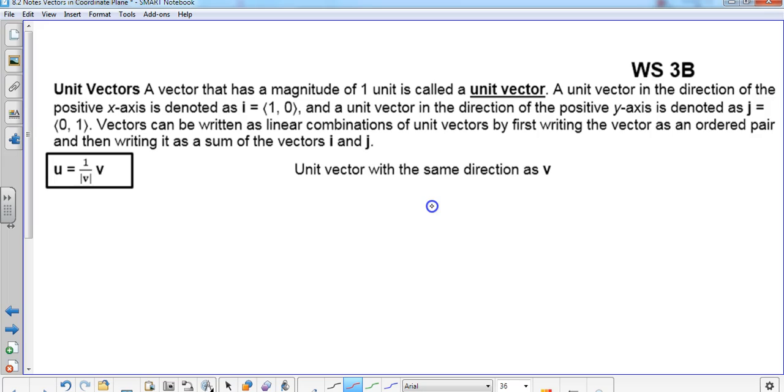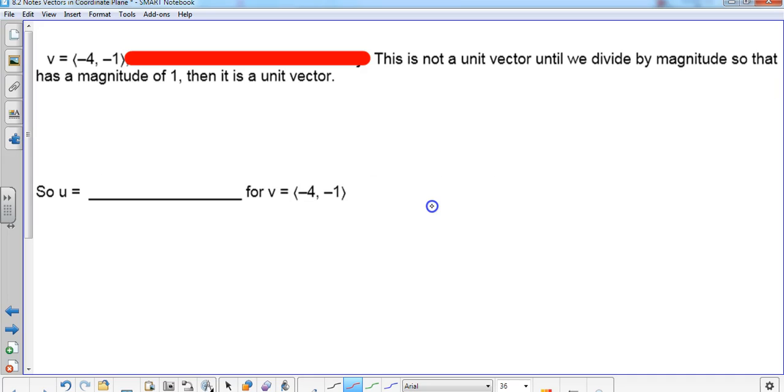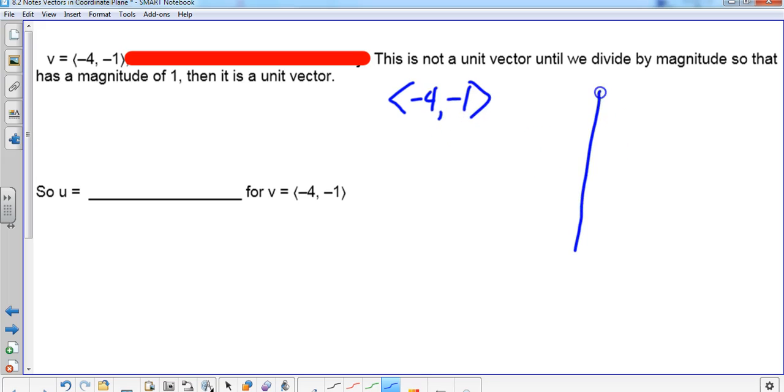So I messed up on the notes and tried to confuse you with 2 different ideas in the same problem. So just ignore this right here. We'll talk about that in a second. But they're talking about a vector that from the origin goes negative 4, negative 1. They want you to switch it to a unit vector. So if I were to graph this, it would go left 4 and down 1.